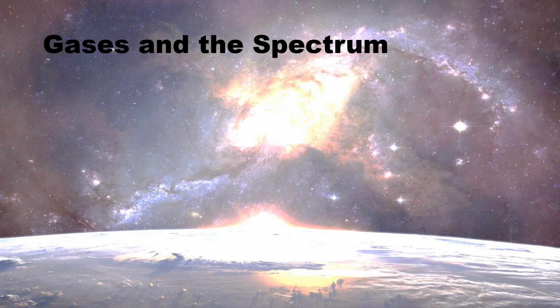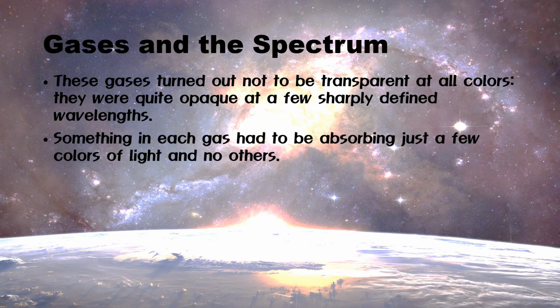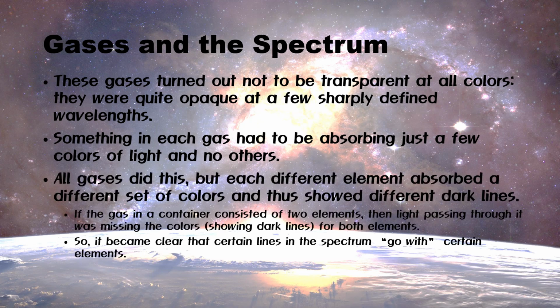So what did these gases do when we were trying to analyze the spectrum? Well, these gases turned out not to be transparent at all colors. They were actually quite opaque at a few sharply defined wavelengths. Something in each gas had to be absorbing just a few colors of light and none of the others. Now, all the gases did this, whether they were testing air, oxygen, hydrogen, whatever, but each different element absorbed a different set of colors, and therefore it gave us different dark lines.